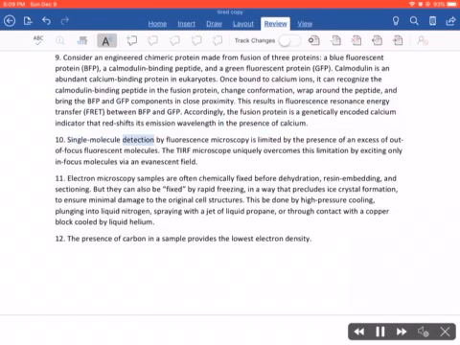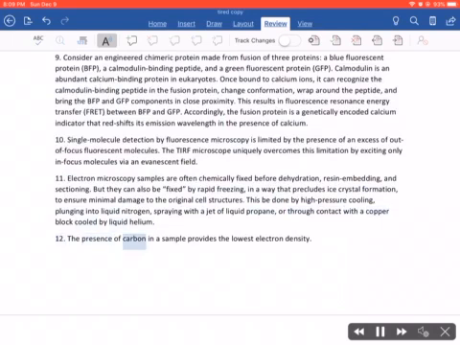10. Single molecule detection by fluorescence microscopy is limited by the presence of an excess of out-of-focus fluorescent molecules. The TIRF microscope uniquely overcomes this limitation by exciting only in-focus molecules via an evanescent field. 11. Electron microscopy samples are often chemically fixed before dehydration, resin embedding, and sectioning, but they can also be fixed by rapid freezing, in a way that precludes ice crystal formation, to ensure minimal damage to the original cell structures. This can be done by high-pressure cooling, plunging into liquid nitrogen, spraying with a jet of liquid propane, or through contact with a copper block cooled by liquid helium.